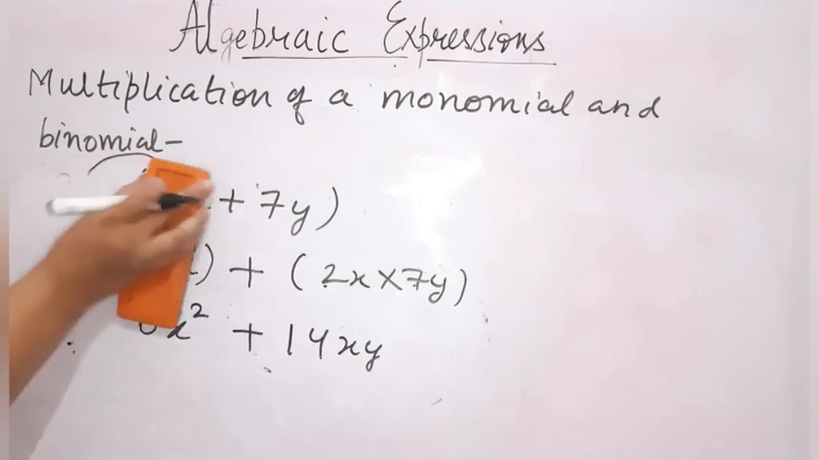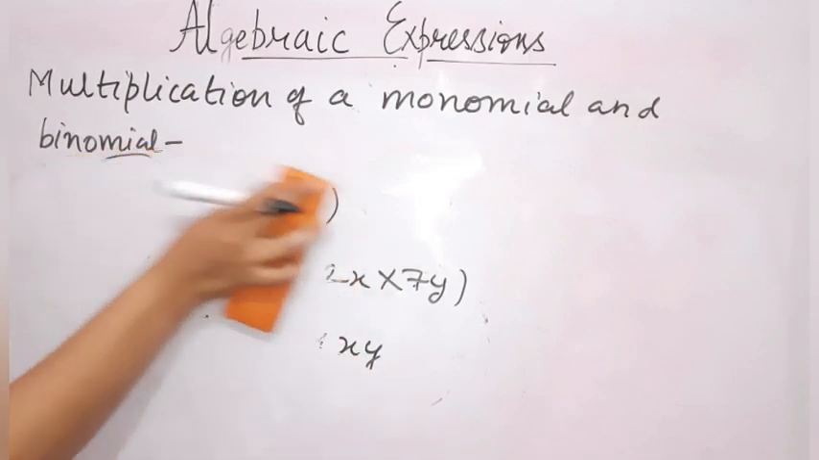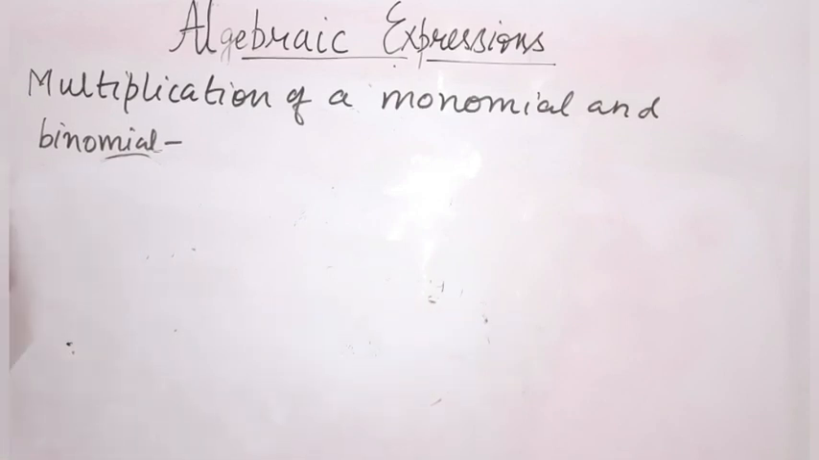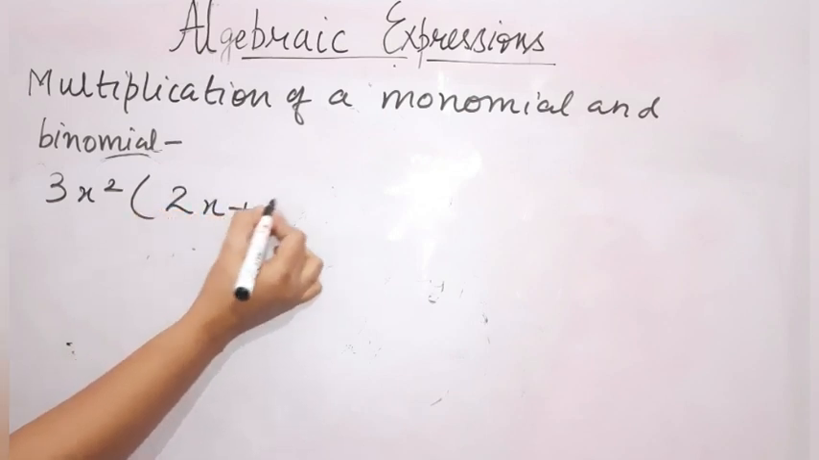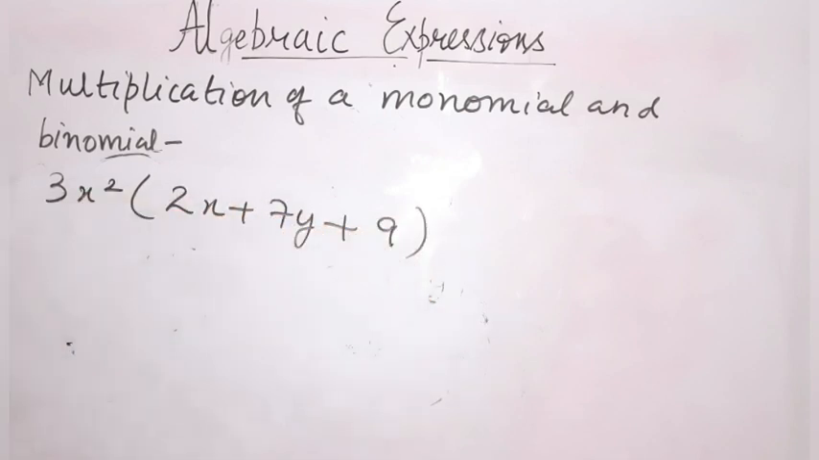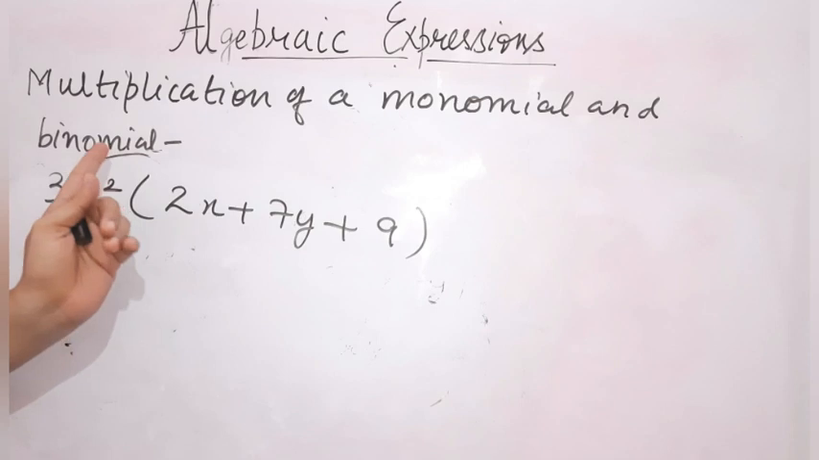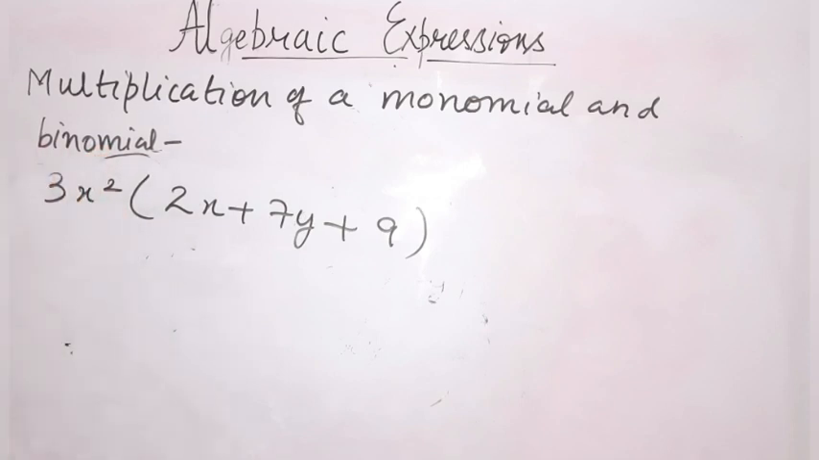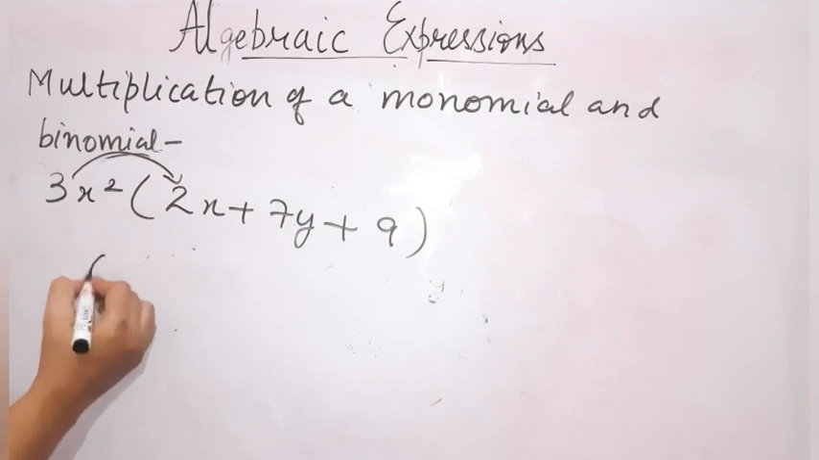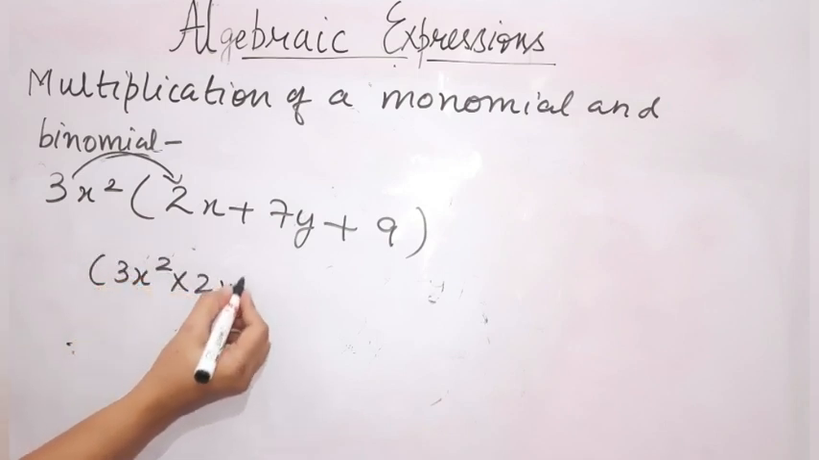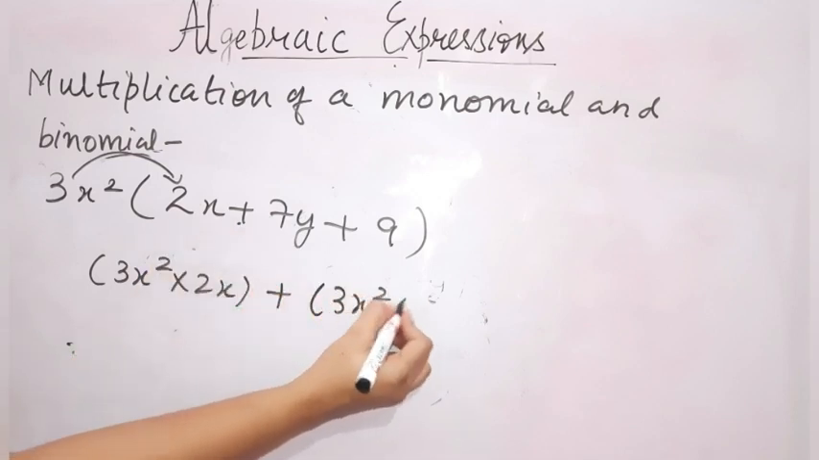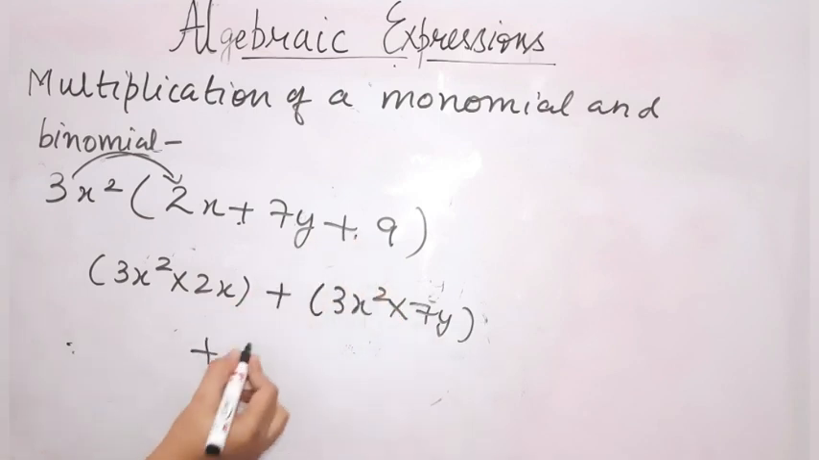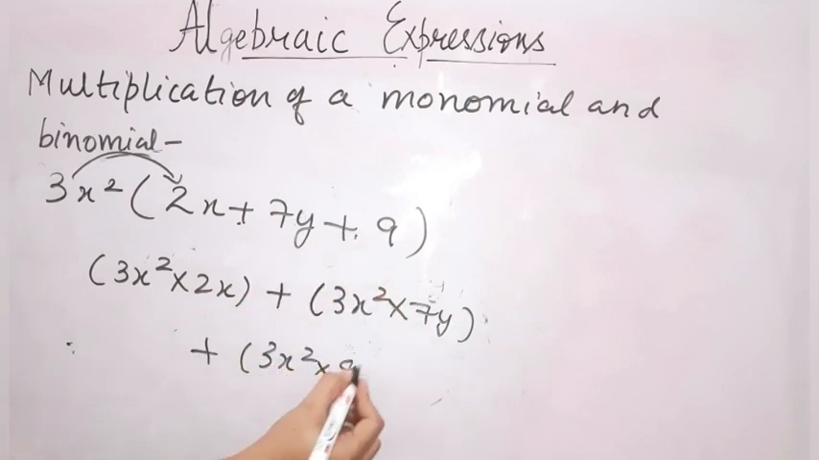Now this question can also be like that. For example, in this question only 2 terms were given. This question can also come like that: 3x square within bracket, it can be 2x plus 7y plus 9. So now this is a multiplication of a monomial by a trinomial, not by a binomial. So how will you proceed? The same method will be followed. 3x square will be multiplied by 2x. Now plus, because it is a positive sign. Now again 3x square will be multiplied by 7y, again a positive sign. 3x square will be multiplied by 9.